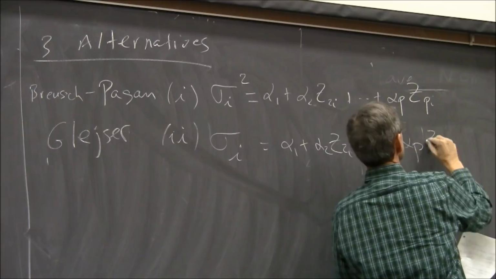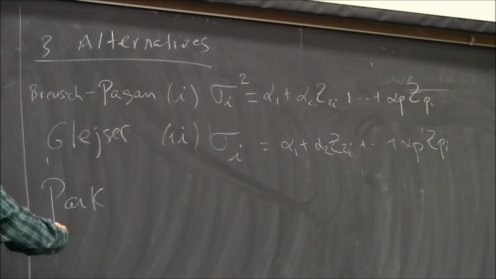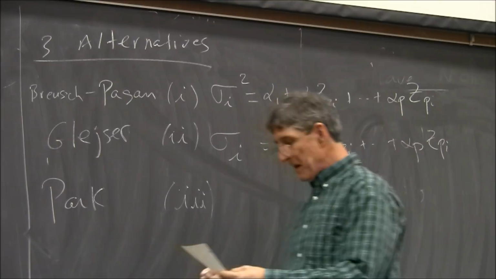Then we have the Park model, sometimes called the Harvey-Godfrey. I don't care about these names. I don't need to know the names. I forget them. Figure if I don't know them, I can't very well make you know them. But I do know the models.